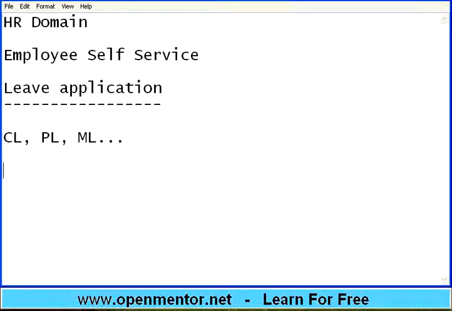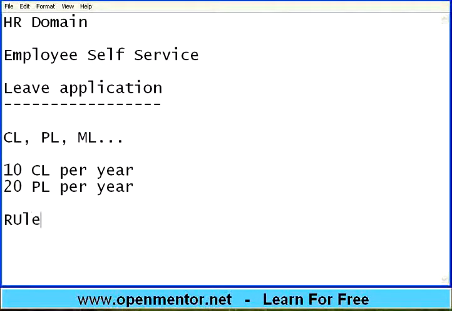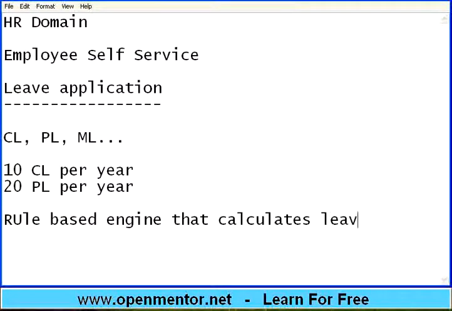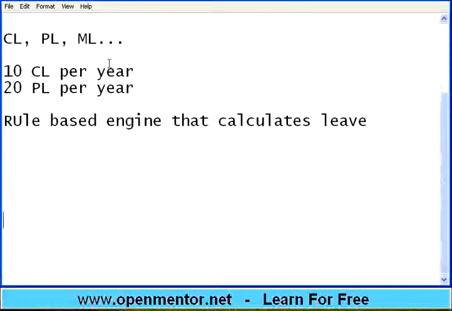For each employee, based upon the role, they would have credited say 10 CL per year or 20 PL per year, something like that. They will credit to the employee, and the credit may happen right at the beginning, or they may say you gain 1 day per month of service as casual leave. They may have different policies. So the HR application should have a rule-based engine that calculates leave for the employee based upon the designation.